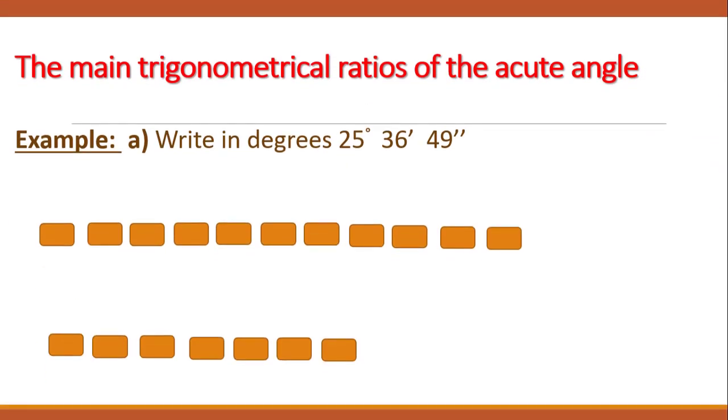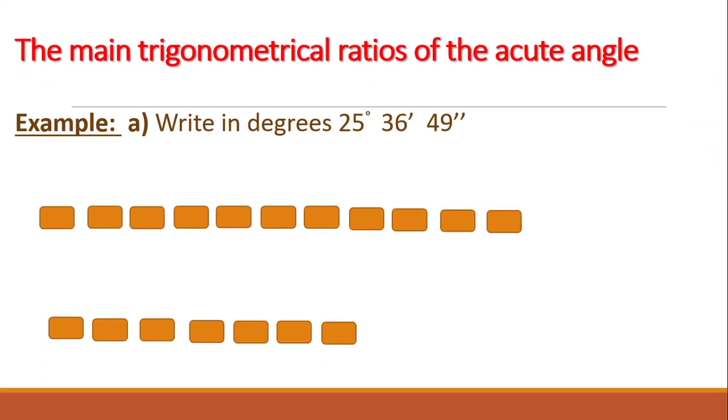Let's take an exercise to know how to convert. For example, 25 degrees, 36 minutes and 49 seconds. I want to convert it into degrees only. The question: write in degrees 25 degrees, 36 minutes and 49 seconds. We can use the calculator as follows.